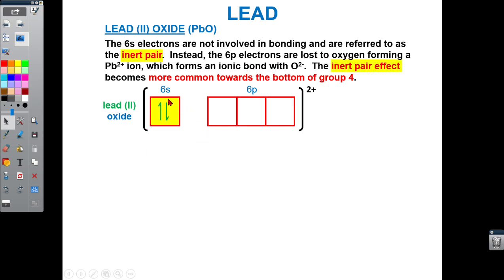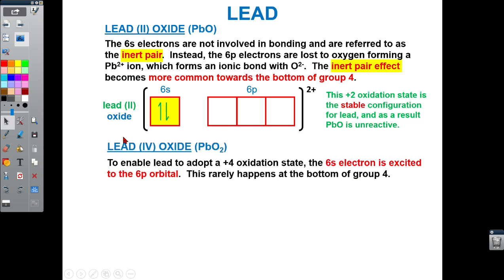Notice here we have the 6s electrons not being utilized for bonding, and therefore they're referred to as the inert pair. At the bottom of group 4, this is what we tend to see happening more often. We tend to see the inert pair effect coming into play. Very rare for it to happen at the top of group 4. That's why carbon hardly ever does this, but lead does it consistently, and we tend to find lead 2 compounds as being the stable compounds for lead. However, stable tends to mean non-reactive, and we're not that interested in them. We're far more interested in compounds which are reactive, like lead 4 oxide.